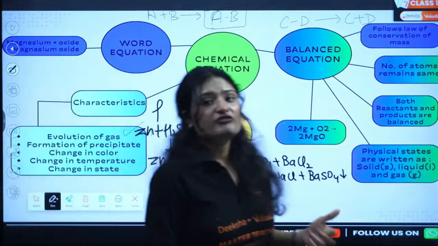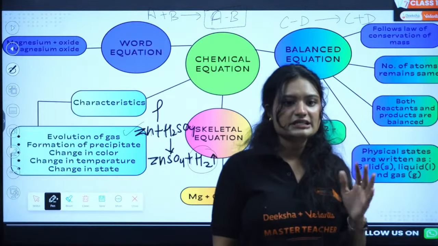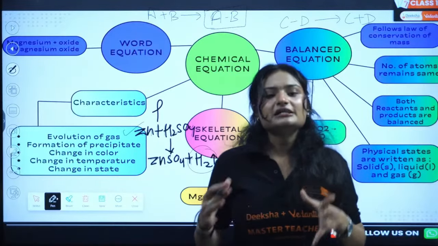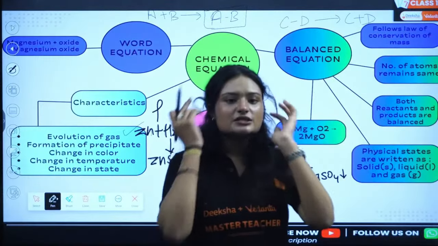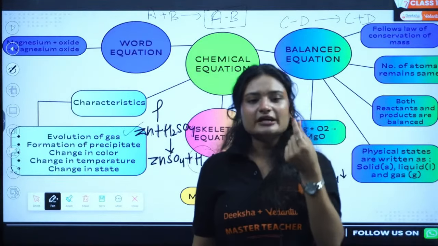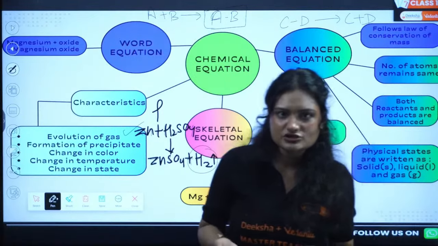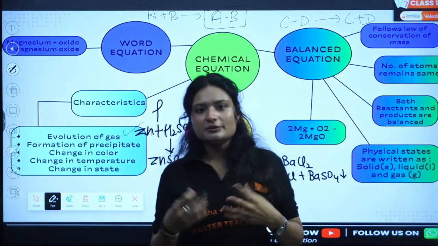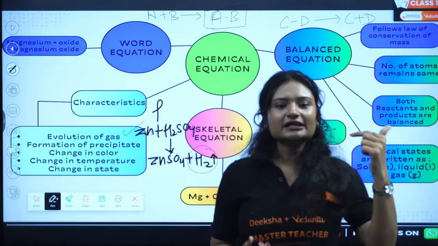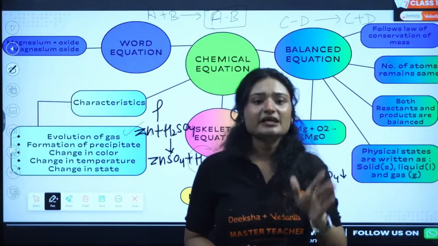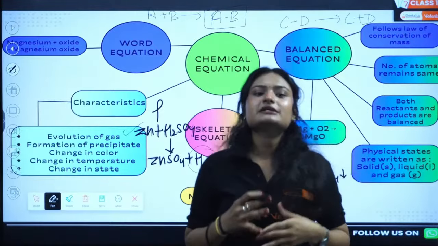Last is change in state. Whenever there is a change in state involved, it is considered as a chemical reaction. For example, have you burnt a candle, right? So you have this thread coming out from the candle. If you burn it, where did all the candle go? Candle is solid in state, right? And it gets converted into carbon dioxide and wax, right? Which is liquid and gas. So solid is getting converted into liquid and gas. That is a chemical reaction happening, right? Combustion is happening. Okay, so that is a chemical reaction.